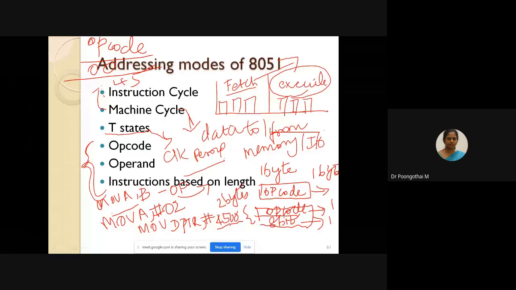In this way, instructions are classified based on length: single byte instruction, 2 byte instruction, and 3 byte instruction. Single byte means it requires only one memory location, that is, only the opcode is stored in your memory location. Next, 2 byte instruction requires 2 bytes: 1 byte is for opcode and another byte is for storing your 8-bit data or your 8-bit address, depending on your instruction. And third one is the 3 byte instruction. 1 byte is for your opcode, second byte is for lower order address and third byte is for higher order address. Okay, is that clear?